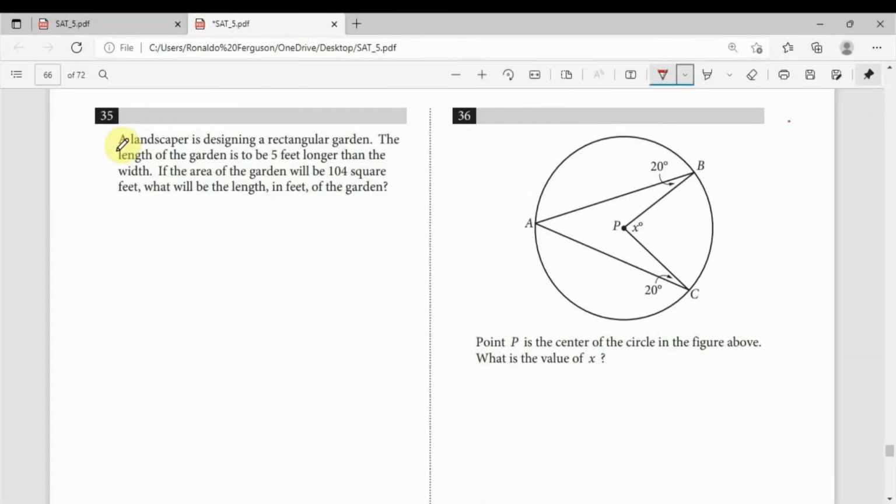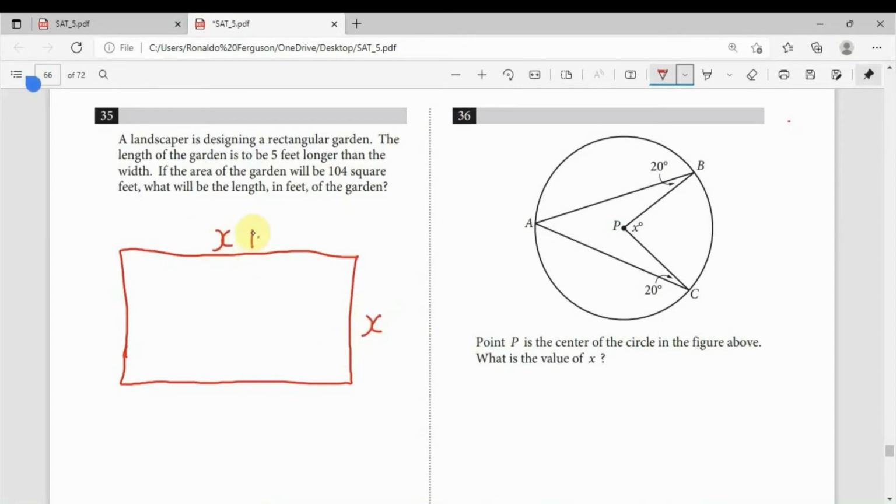This question here, it says a landscaper is designing a rectangular garden, and the length of the garden is to be 5 foot longer than the width. If the area will be 104 square feet, what will be the length in feet of the garden? Now, guys, all you can do is picture what they're saying. You draw your little garden, and the length is going to be 5 feet longer than the width. Let's say this is the length here. Let's say the width is x. The length is 5 longer, so the length is x plus 5. Agreed? 5 foot longer, you add 5 to whatever the width is, right?